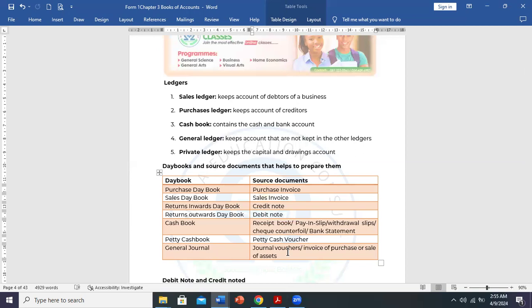So we have the journal vouchers. That one is also designed by the business. You have invoices of purchase or sale of assets, etc. So these are few things you need to pick up. You can be asked in an exam to state the source document for these day books. So take note of them. At an appropriate time, I think I'll show you pictures of them so you can appreciate.